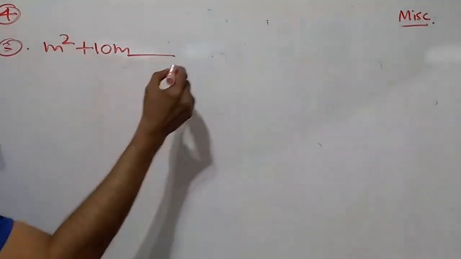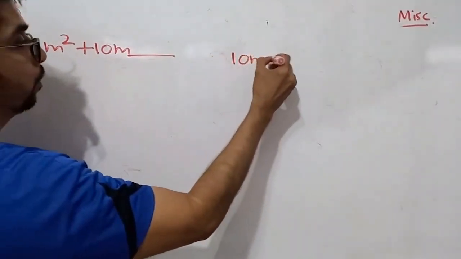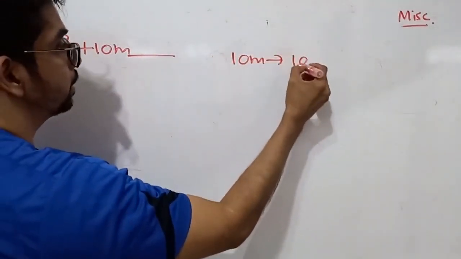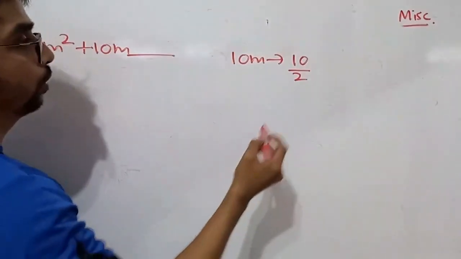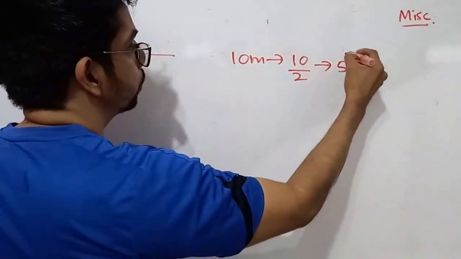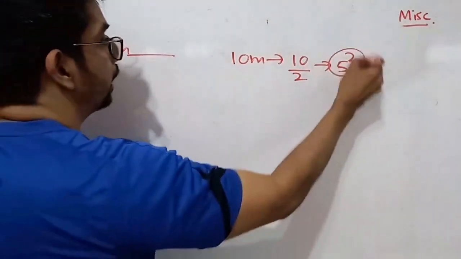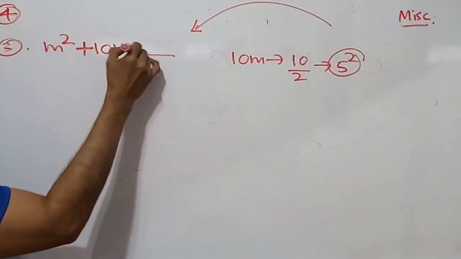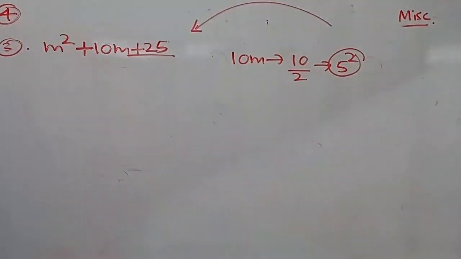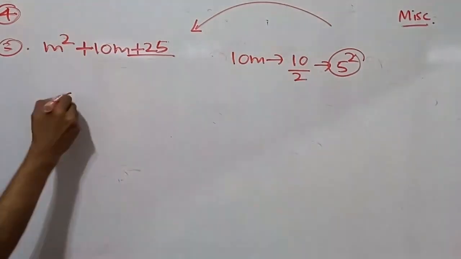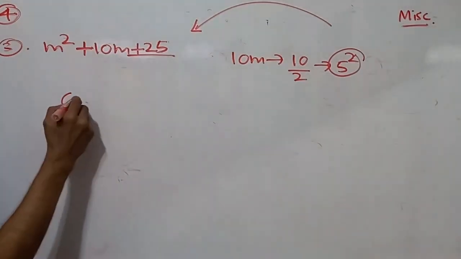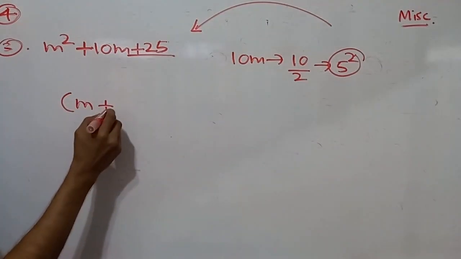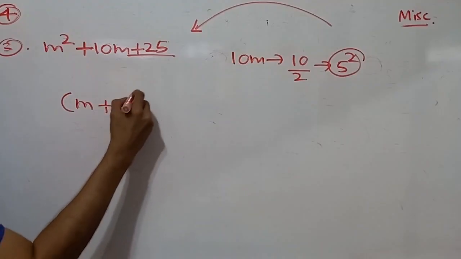Okay. Take the middle term, 10m. What's the coefficient of m? That is 10. Divide that by 2, right? So what do we get? 5. So we have to square that. That is what comes here. So this is positive. So also this will be positive 25. Now from this we can get the binomial expression, right? M plus 5 squared.